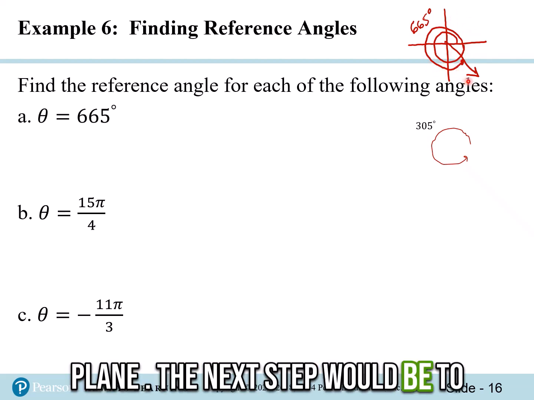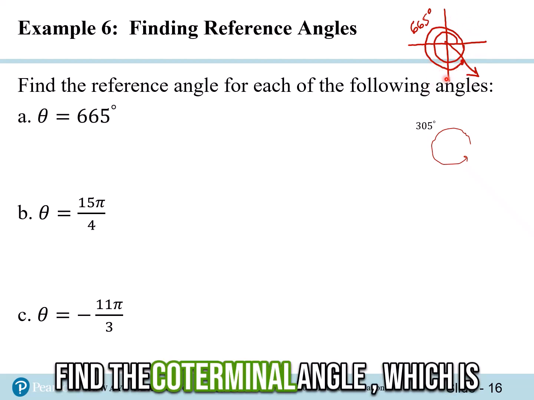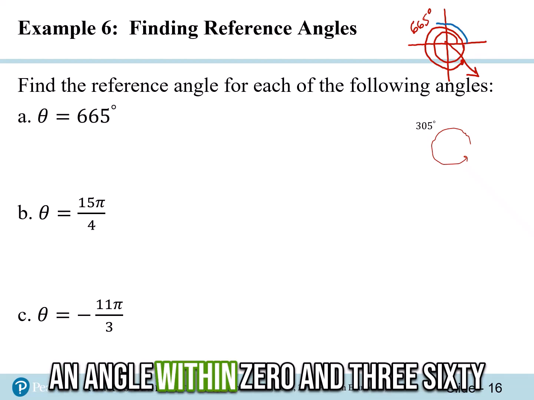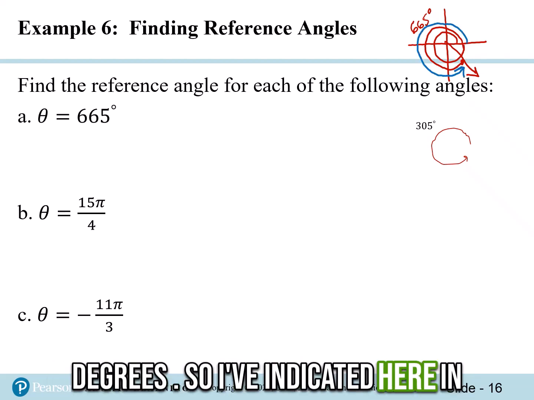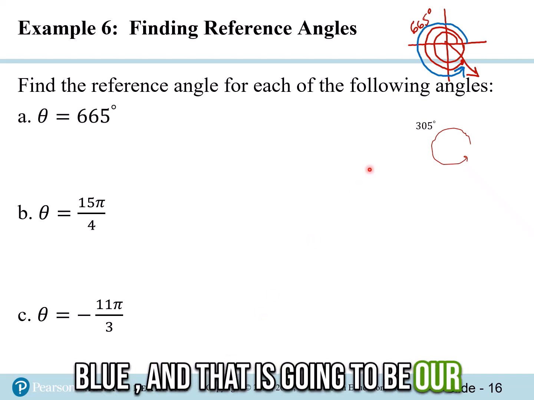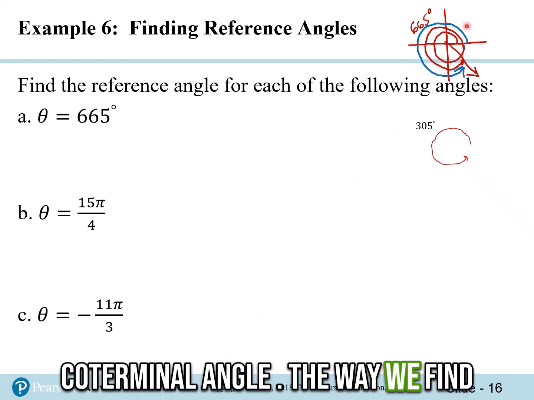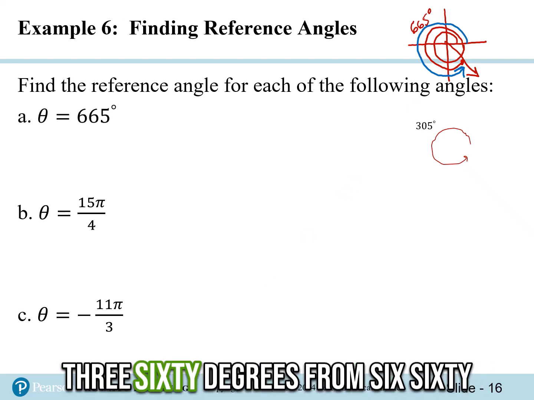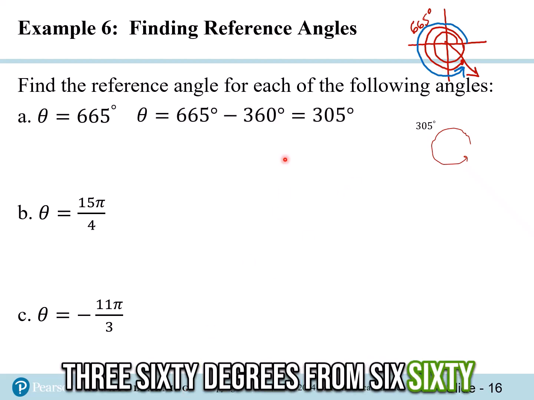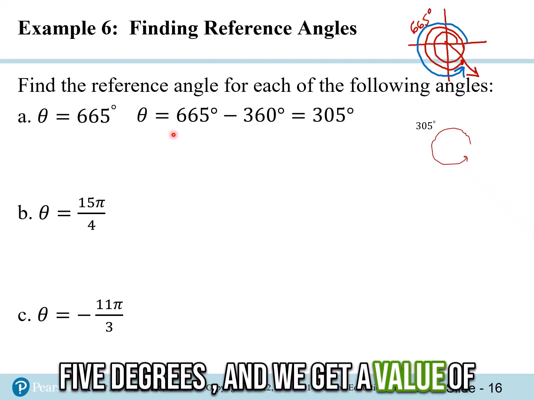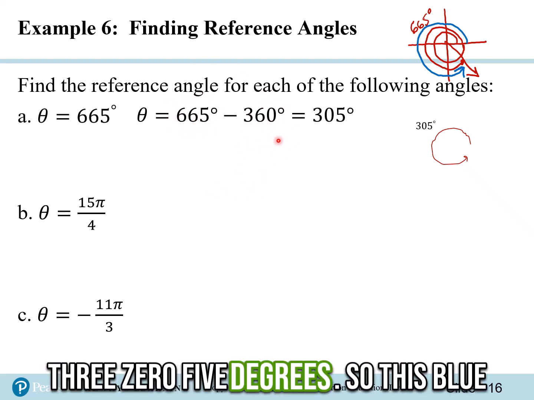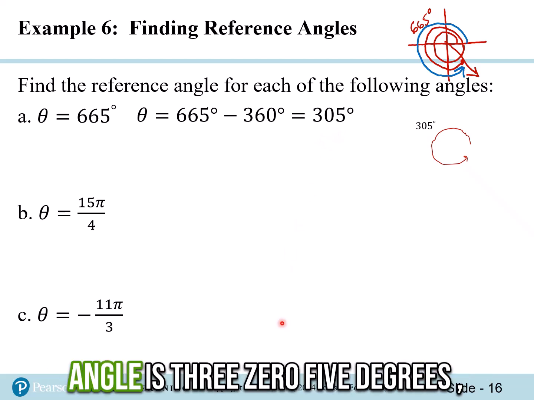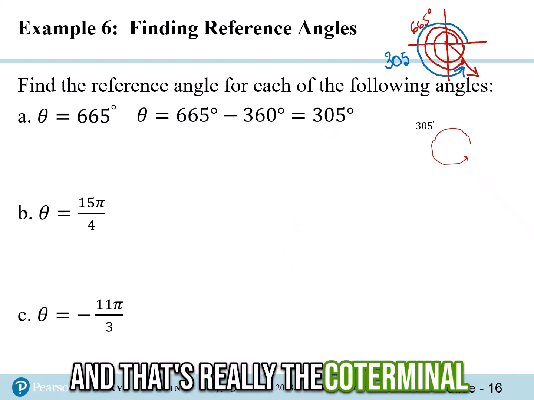The next step would be to find the coterminal angle, which is an angle within 0 and 360 degrees. So I've indicated here in blue, and that is going to be our coterminal angle. The way we find the coterminal angle is we subtract 360 degrees from 665 degrees and we get a value of 305 degrees. So this blue angle is 305 degrees, and that's really the coterminal angle.